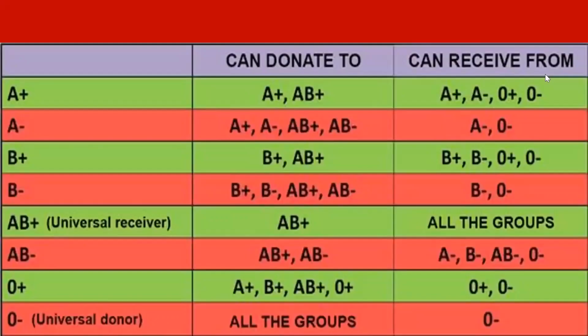The next slide shows the Rh positive and Rh negative factor. AB blood group is called the universal recipient, and O blood group is called the universal donor. Similarly, an Rh positive person can receive blood from both Rh positive and Rh negative persons, but an Rh negative person can only receive from an Rh negative person.